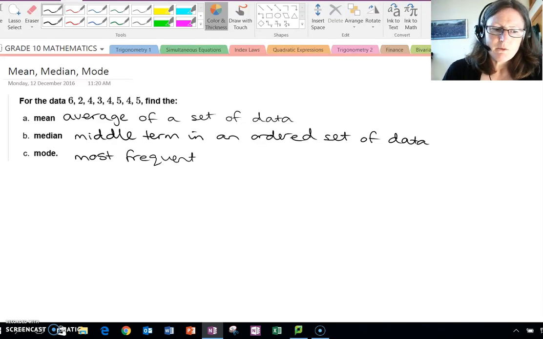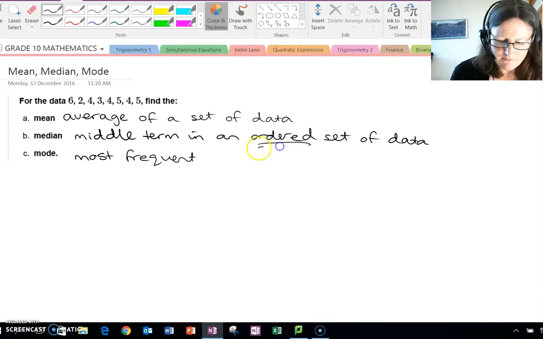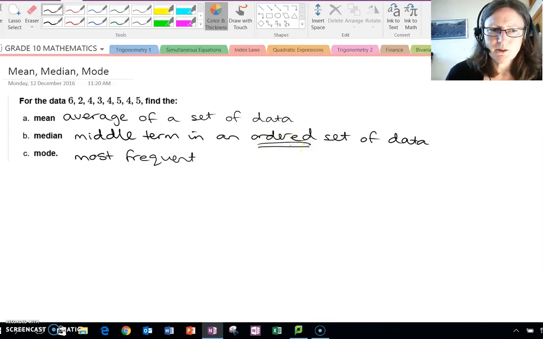With univariate data, we have measures of central tendency. They're summary statistics that measure the middle or centre of the data. The measures of central tendency are the mean, the median, and the mode. The mean is the average of a set of data. The median is the middle term in an ordered set of data. That's very important, ordered. And the mode is the most frequent.